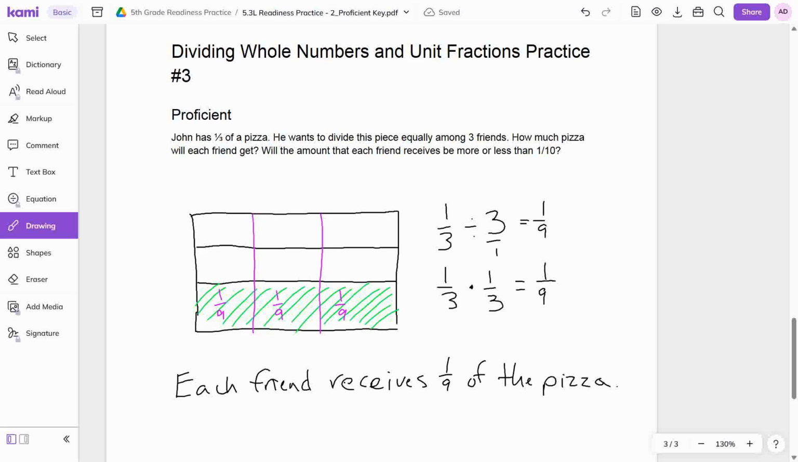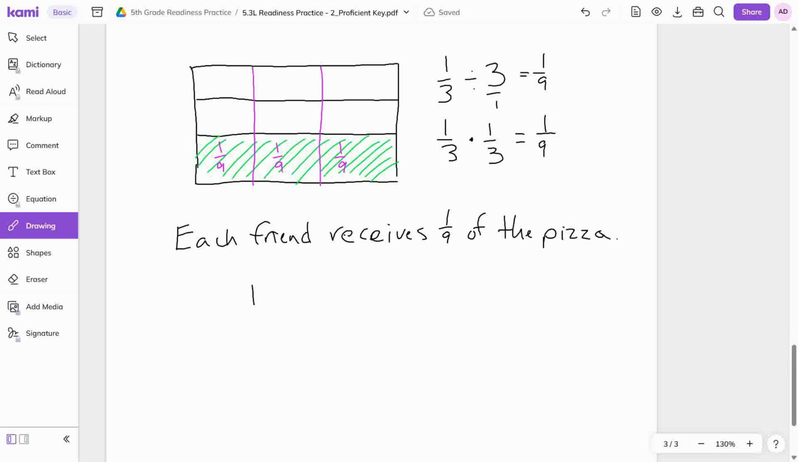Now, will that amount each friend received be more or less than 1/10? Well, let's compare these two now. I've got 1/9 and I've got 1/10. Now, they do not have the same denominator, but they do have the same numerator. And you can compare fractions if they have the same numerator just by looking at the denominator itself. So 9 parts versus 10 parts. Well, as the parts get larger in number, each of those pieces get smaller.